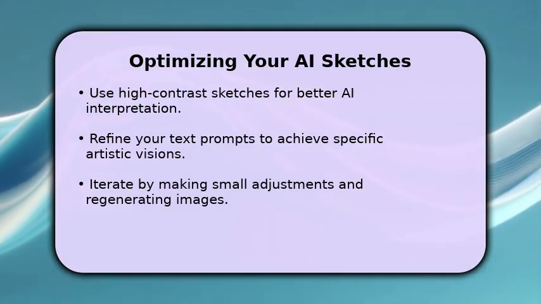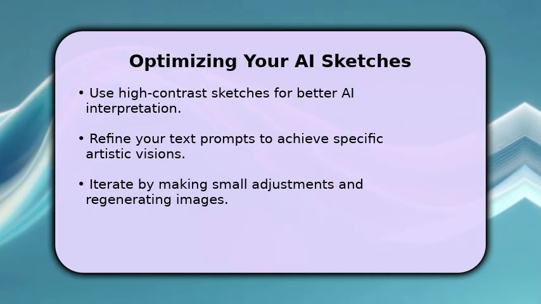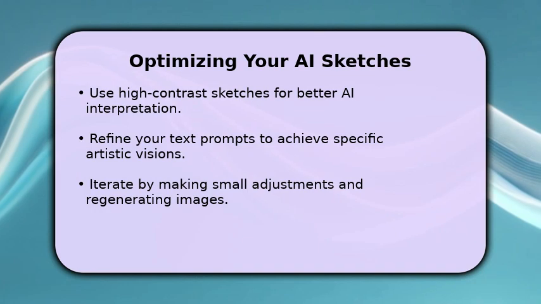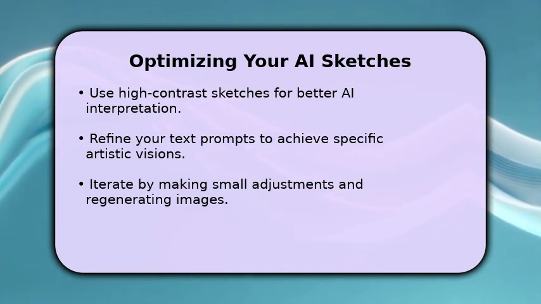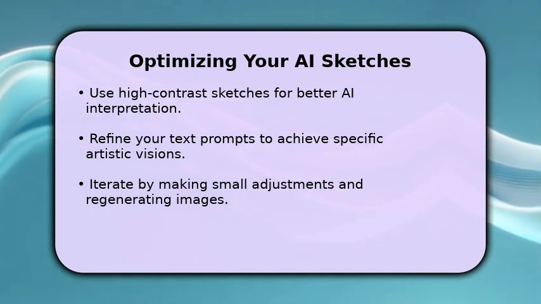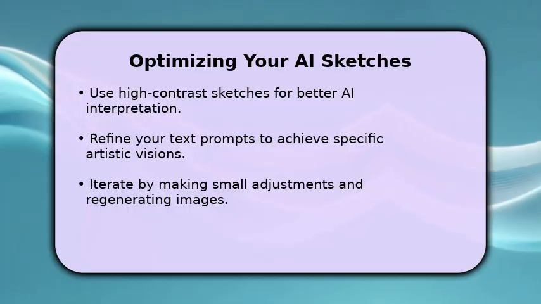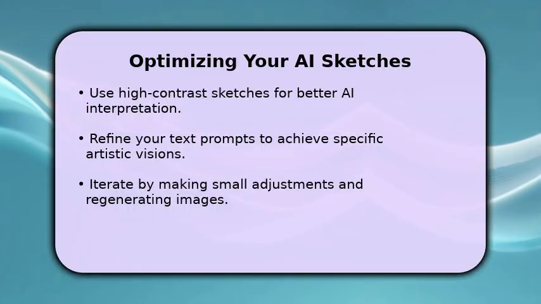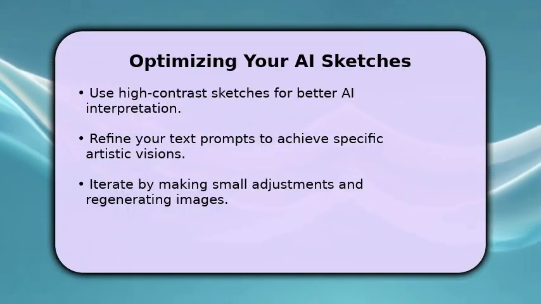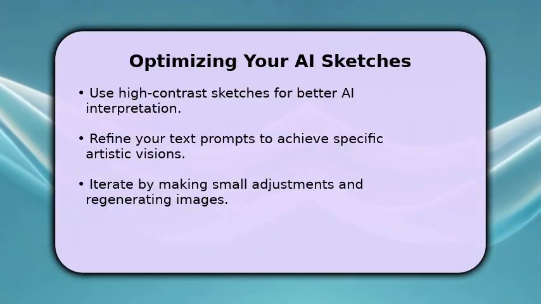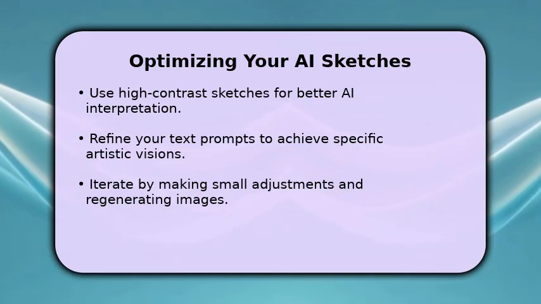To get the best possible results from your AI sketches, consider a few key tips. Start with high-contrast sketches. This helps the AI interpret your lines more accurately. Dedicate time to refining your text prompts, making them as specific as possible to guide the AI toward your desired artistic vision. Don't be afraid to iterate. Make small adjustments to your sketch or prompts and regenerate the image. Exploring advanced settings, like adjusting the influence of your sketch versus the prompt, can give you even greater creative control.